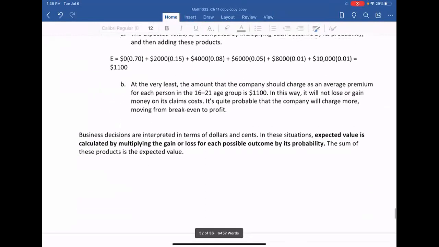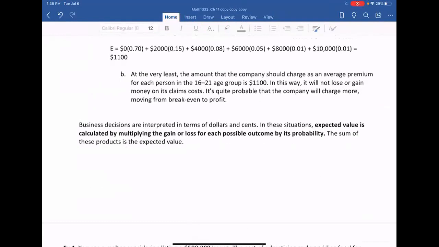Next part. Business decisions are interpreted in terms of dollars and cents. In this situation, expected value is calculated by multiplying the gain or loss for each possible outcome by its probability. The sum of these products is the expected value.